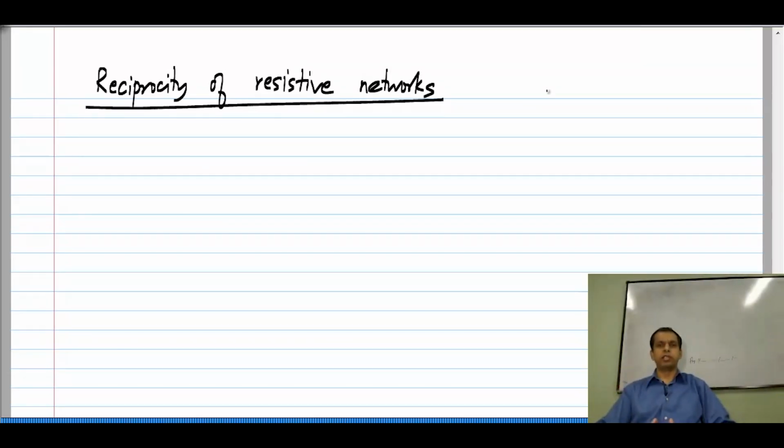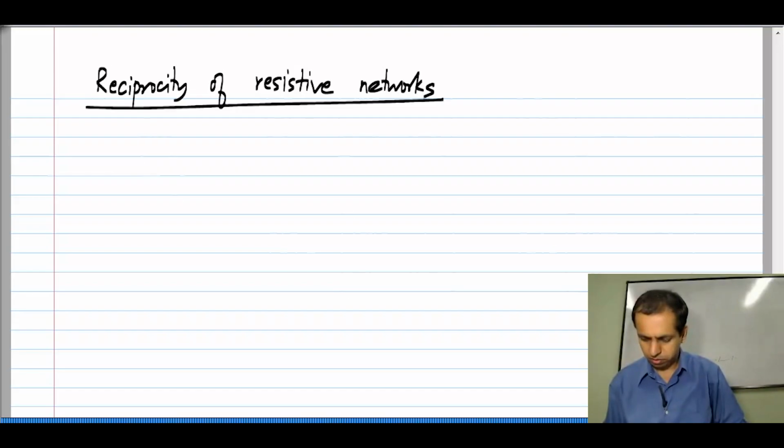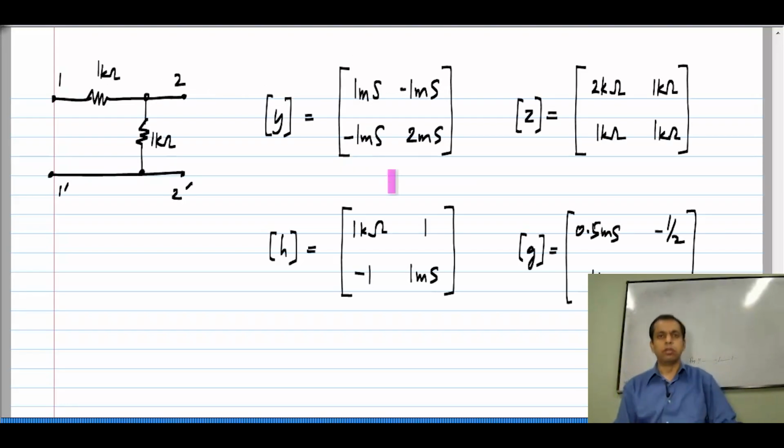Now, let us go back to the examples for which we evaluated all four two-port parameters. One of the circuits we evaluated is this very simple circuit. It just has two resistors of 1 kilo ohm each, and these were the parameter sets. This is the Y matrix, Z matrix, H matrix and G matrix.